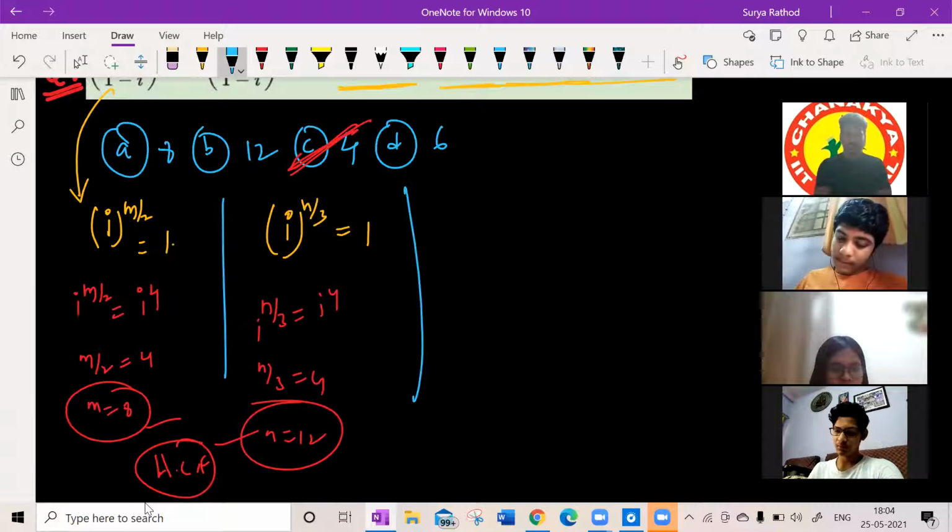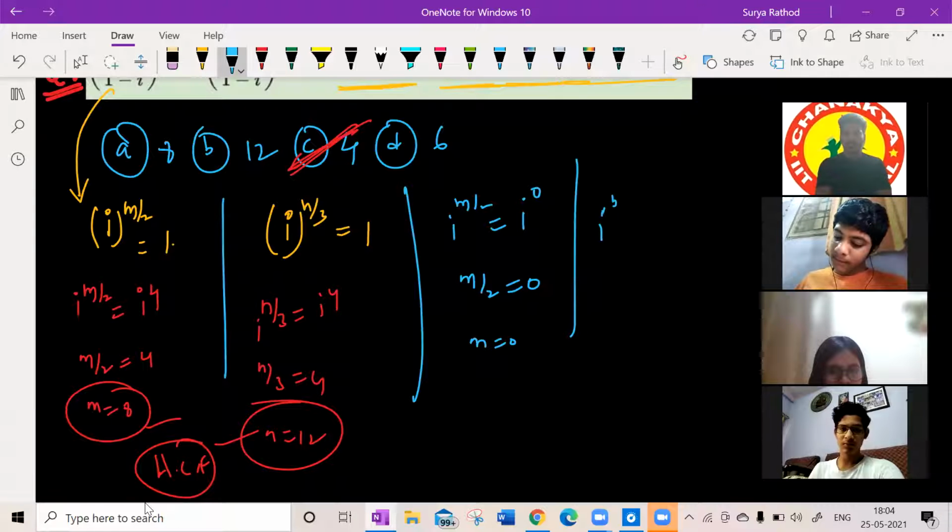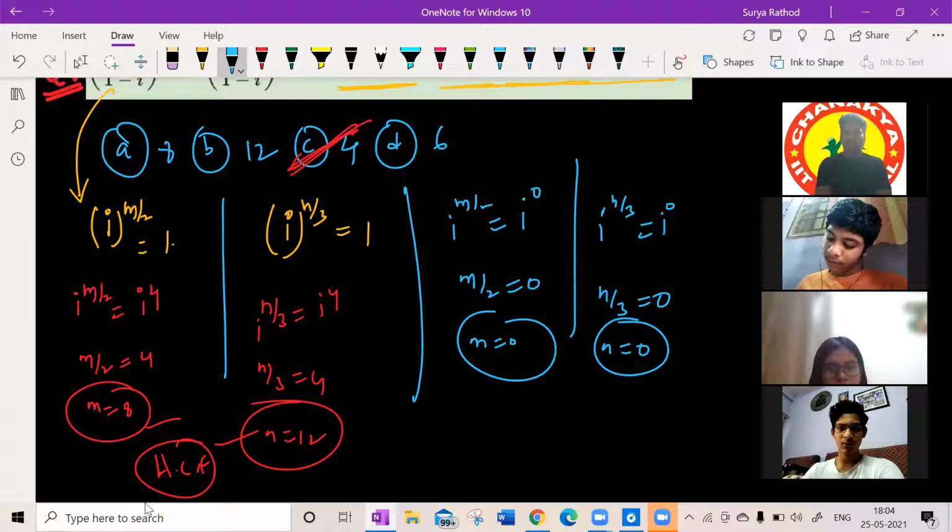See, if you write i to the power of 0, what are you going to get? Let us take i^(m/2) = 1. 1 can be written as i^0, so m/2 = 0. So I got m value as 0. Similarly, i^(n/3) = 1, and 1 can be written as i^0, so n/3 = 0. Again, I got n value as 0. So 0, 0 I got.